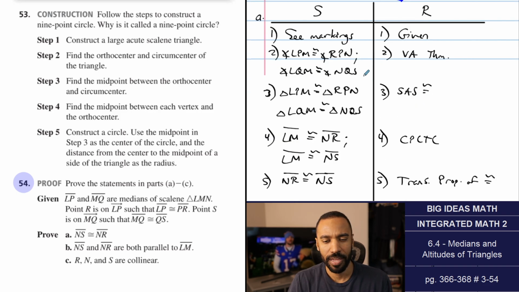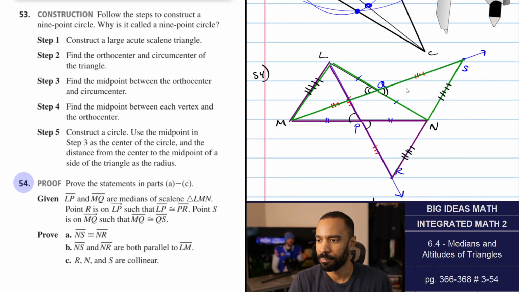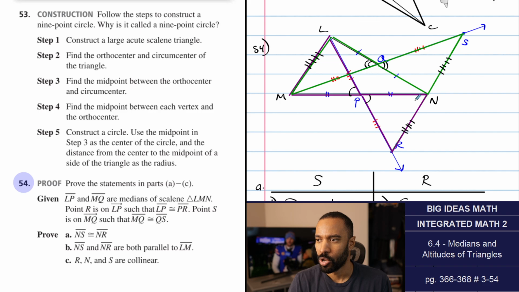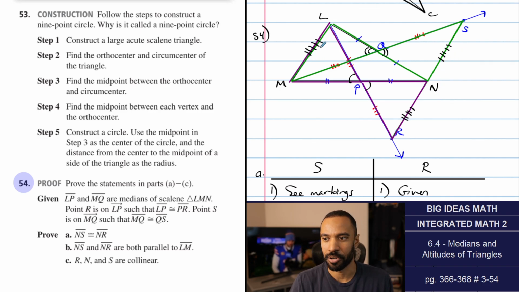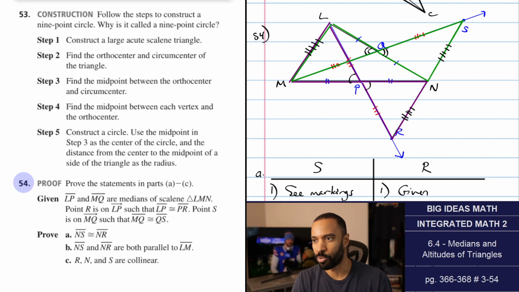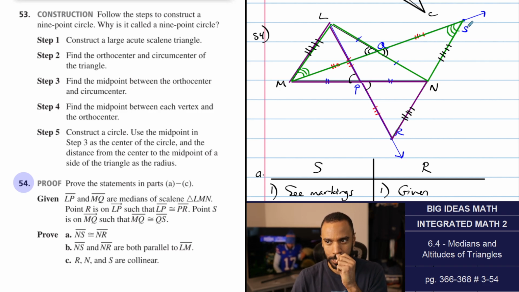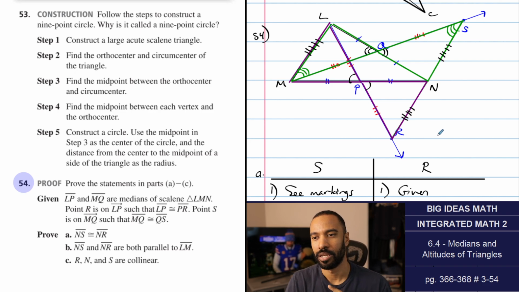What's part B? Prove that NS and NR are parallel to LM. Well, we don't know they're the same line yet, but here's LM. I think I can use my triangle congruence proof from before because I can use CPCTC to show the other sets of angles are congruent, such as this angle here with 3 marks is congruent to this angle here. These are corresponding parts of the congruent triangles. If they're congruent, the converse of the alternate interior angles theorem can hold.